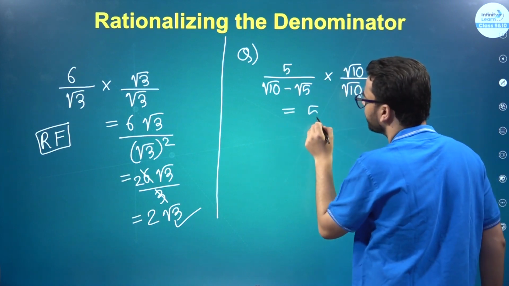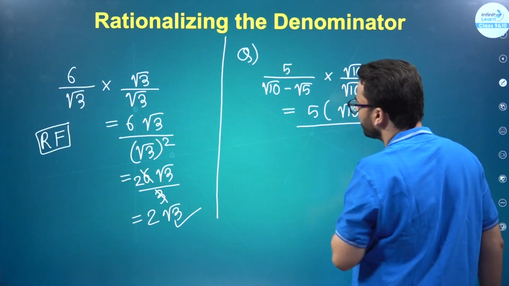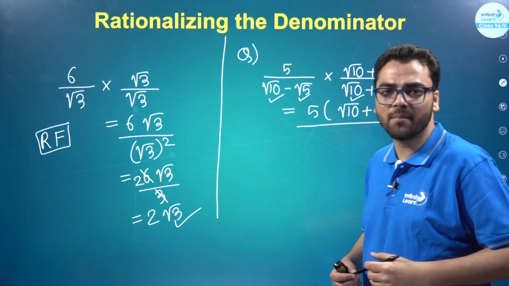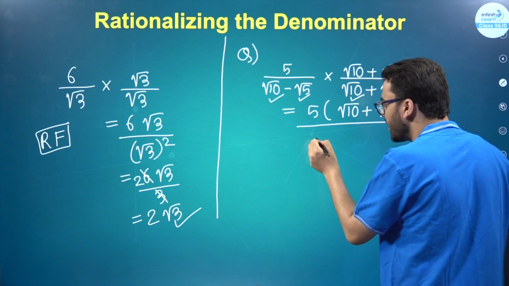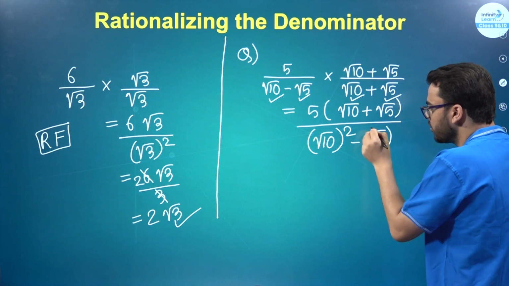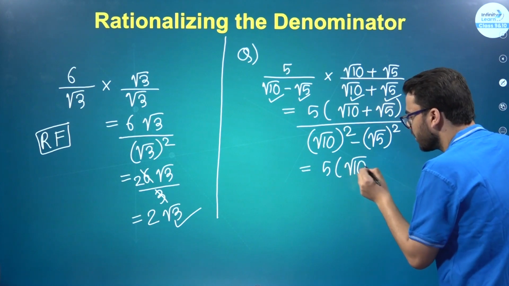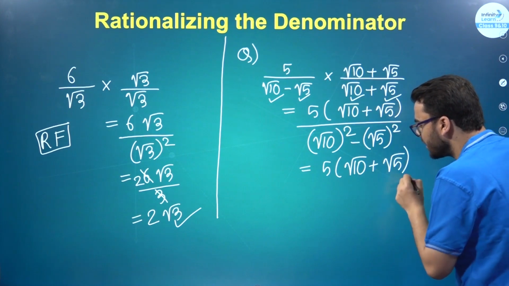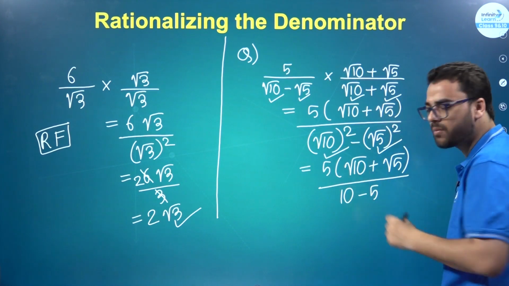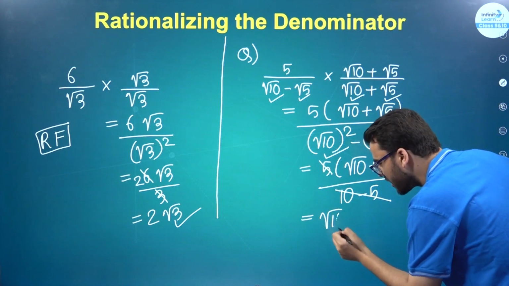So basically you will get 5 into root 10 plus root 5. And in the denominator it is of the form a minus b and a plus b. So that will be a square minus b square. Root 10 square minus root 5 square over here. So that is 5 into root 10 plus root 5 over here, and in the denominator root 10 square is 10 and root 5 square is 5. Now 10 minus 5 is what? 5. This will be cancelled out. So that is nothing but root 10 plus root 5.